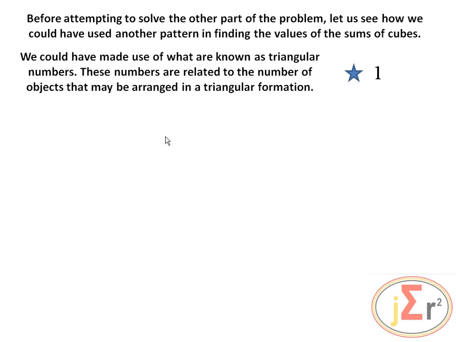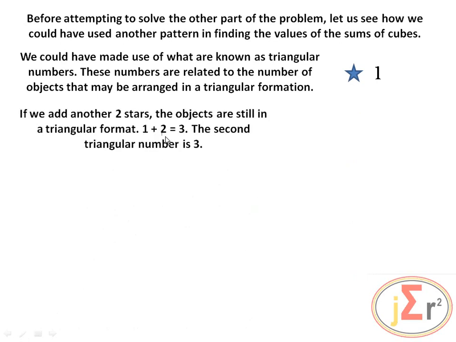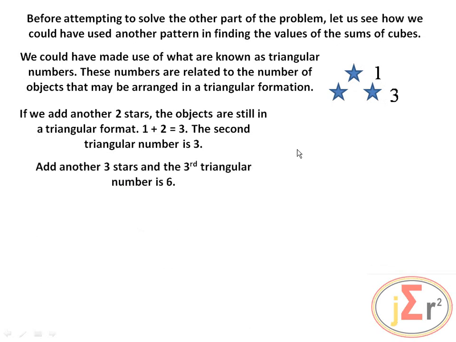The first triangular number is 1. If we add another 2 stars, the objects are still in a triangular format, so 1 plus 2 is equal to 3. The second triangular number is 3. Notice that they are in a triangular format. How many other stars do we add in order that we may have another triangle? So add another 3 stars, and the third triangular number is 6.